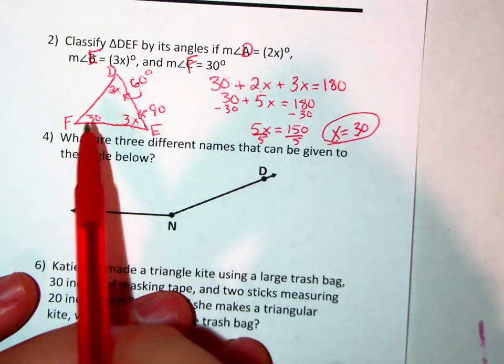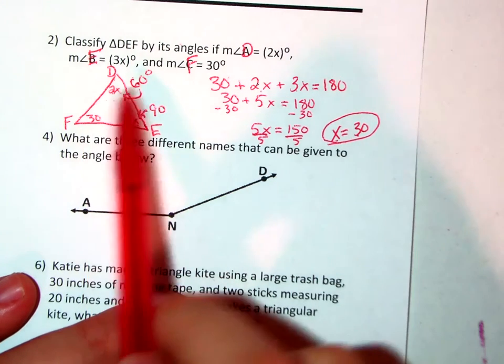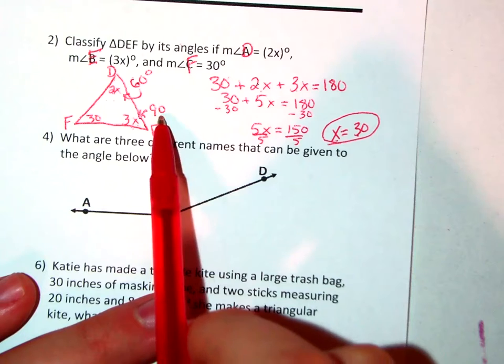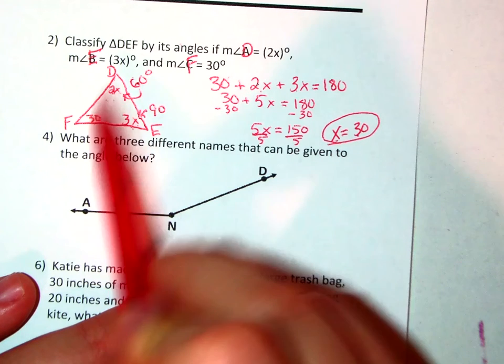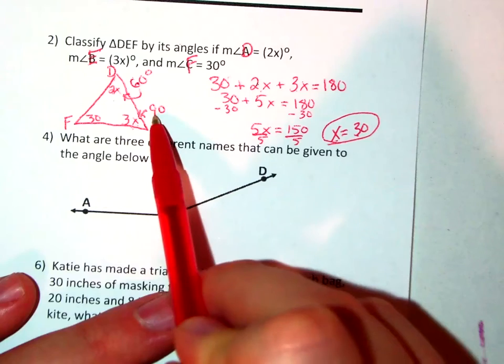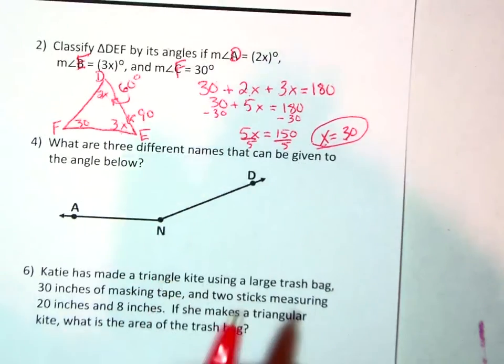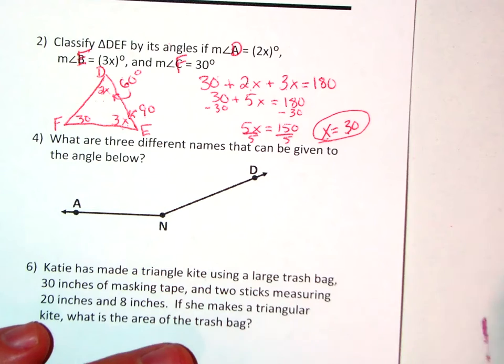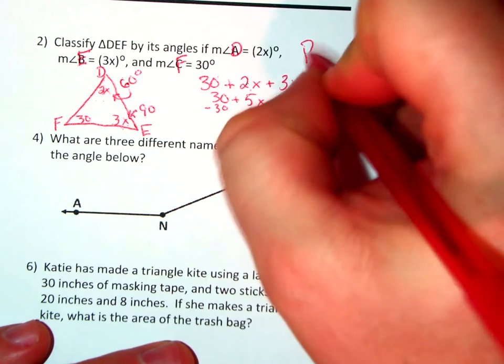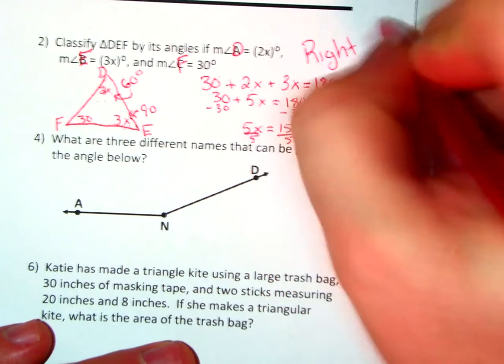So now I have a triangle with a 30-degree angle, a 60-degree angle, and a 90-degree angle. This is an acute angle, and a right angle. Any triangle that has the presence of a right angle is, by definition, a right triangle.